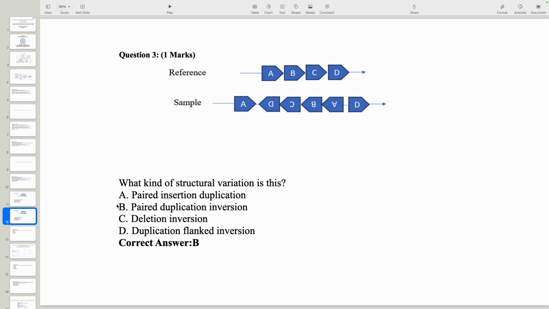So this is an example of complex structural variation, where the combination of different SVs results in such complex SVs. So I hope this question is clear. So we'll move to our next question.